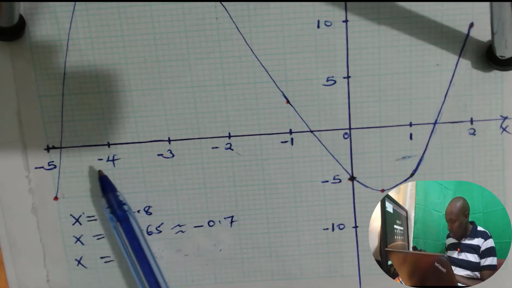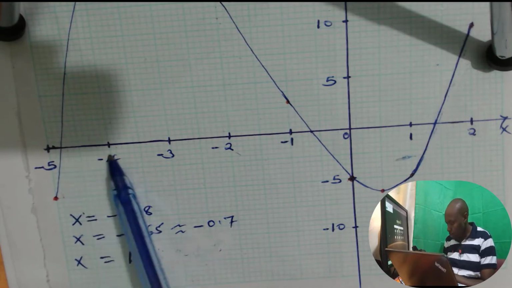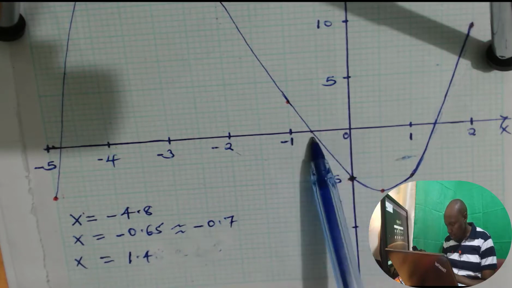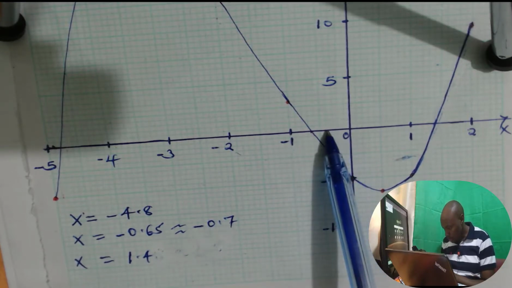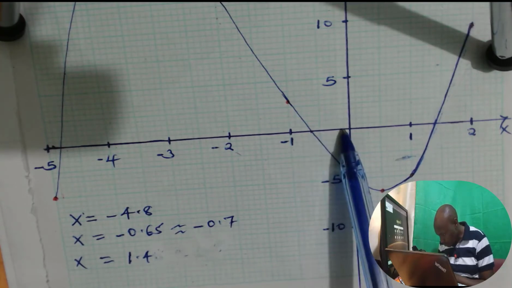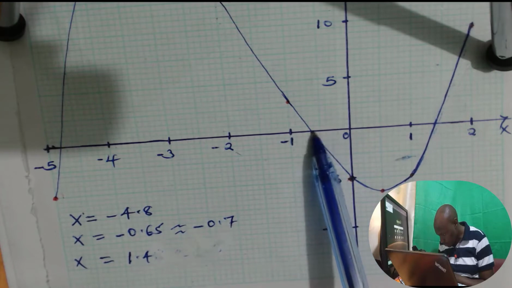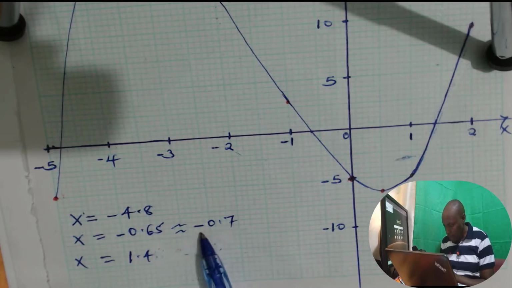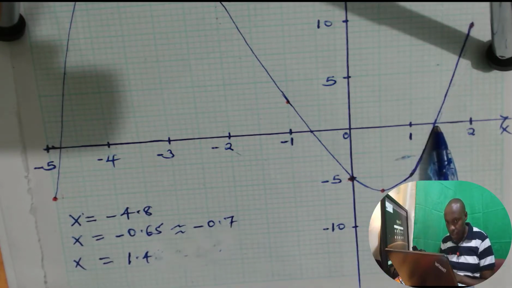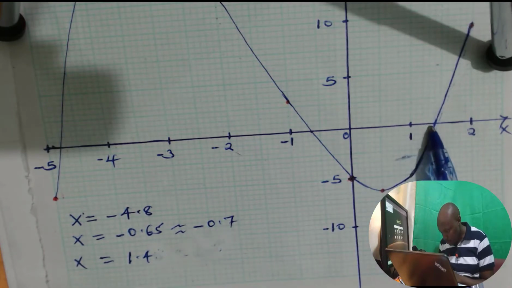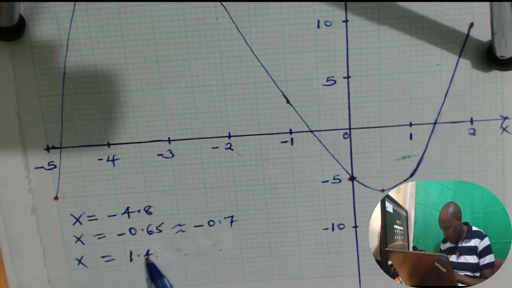So the next one is this one that is here. Counting 1, 2, 3, 4, 5, 6, around negative 0.65. If you approximate that, you get negative 0.7. Then the other point is here. That point is 1, 2, 3, 4, and this is x is equals to 1.4.